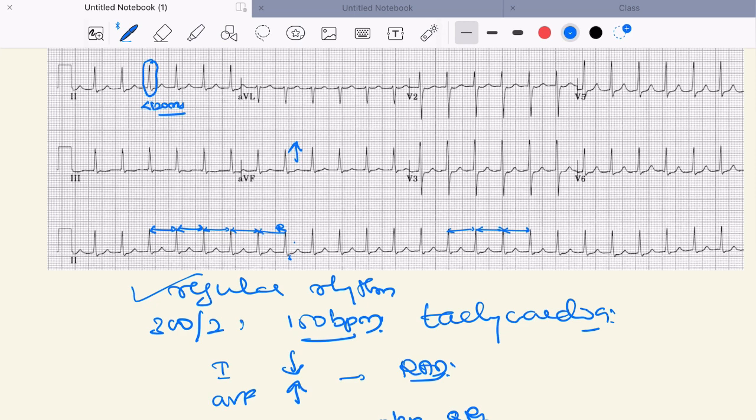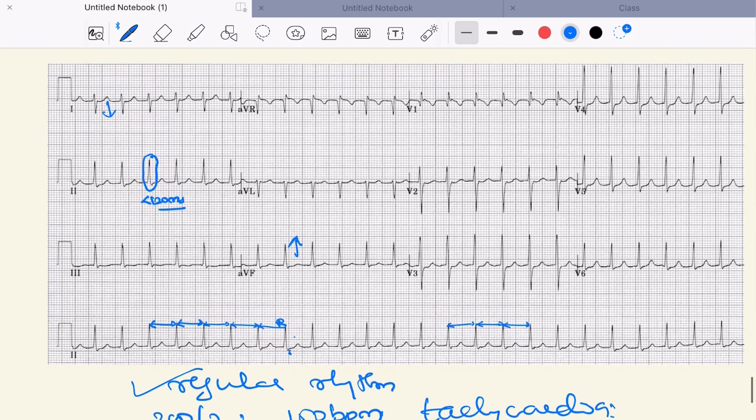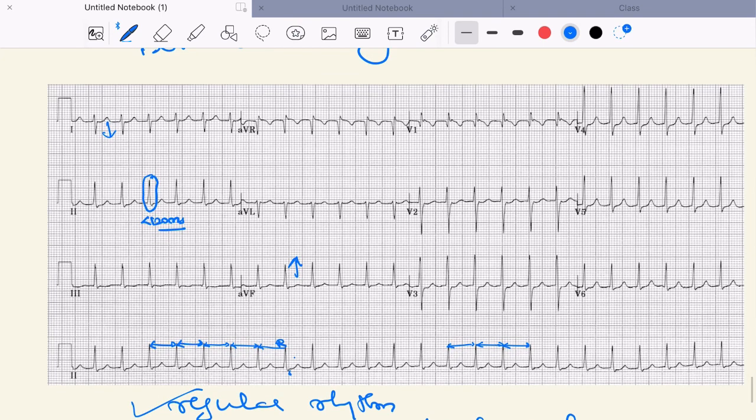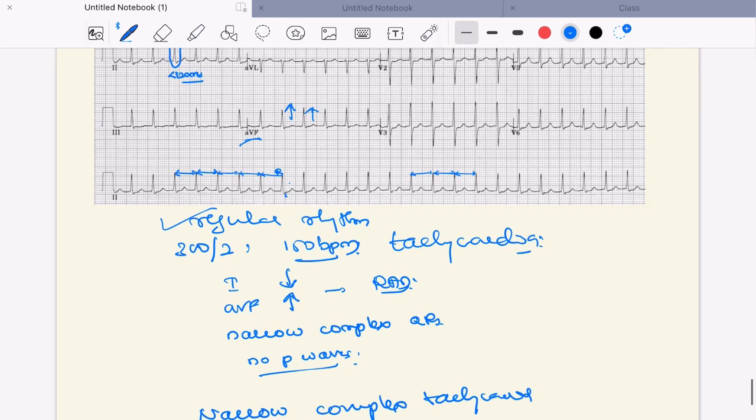And the axis you have to see. For axis determination, you have to see lead 1 and lead AVF. In lead 1, the QRS is predominantly downward, and in lead AVF the QRS is predominantly upward. So both are reaching each other. Reaching each other means right axis deviation.